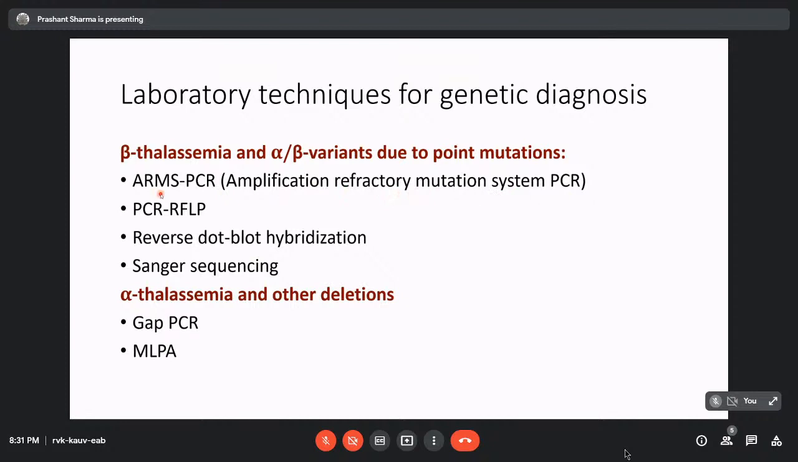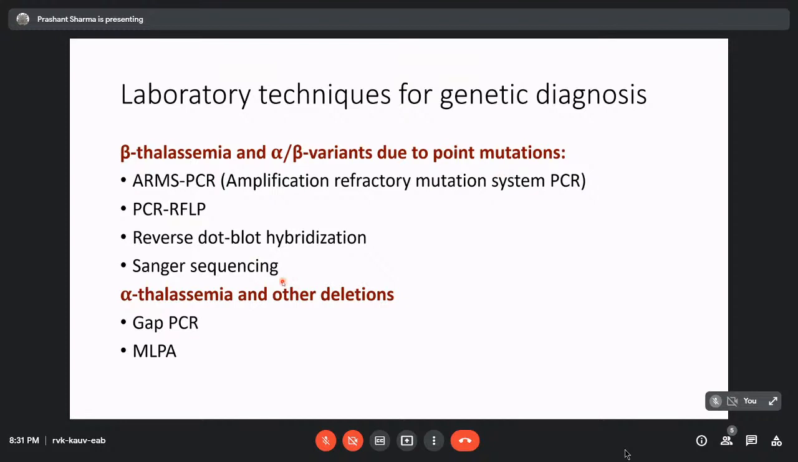You can also, if you can design, find a restriction enzyme that cleaves at the relevant site or very close to it, design a PCR restriction fragment length polymorphism. There is a cost-effective strategy which can be multiplexed very easily called reverse dot plot hybridization. And then as laboratories and patients both get more technically advanced and richer respectively, we can straight away go in for Sanger sequencing, which is also good for small-sized problems.